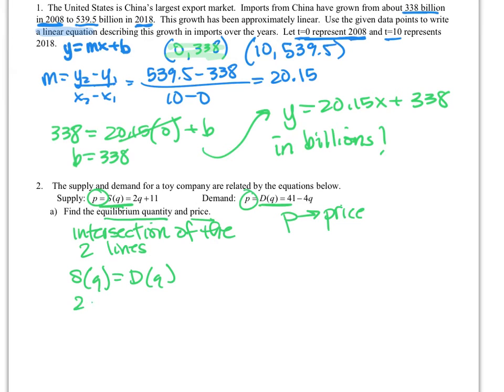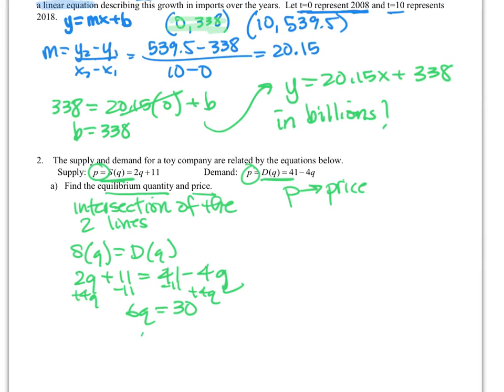So in this case, we would have 2q plus 11 equal to 41 minus 4q. To solve this, back to algebra, we're going to add the 4q, and then we're going to subtract the 11. We end up with 6q is equal to 30. We get 5. So this is our quantity.